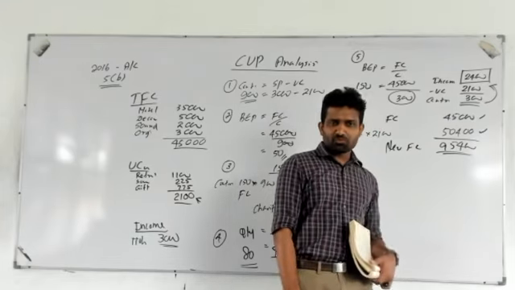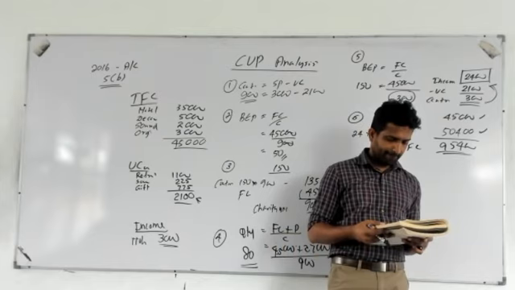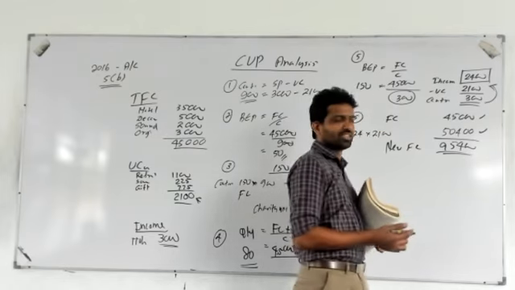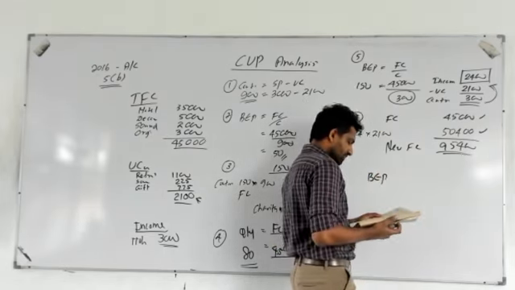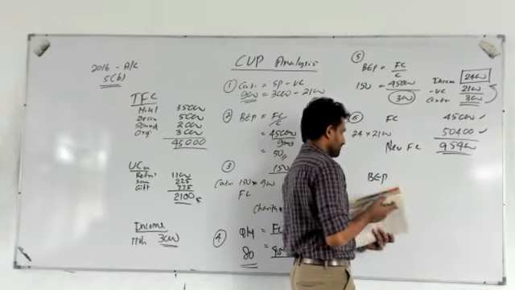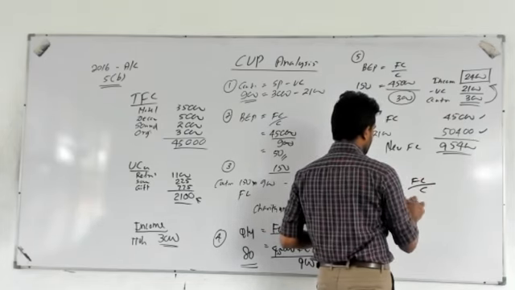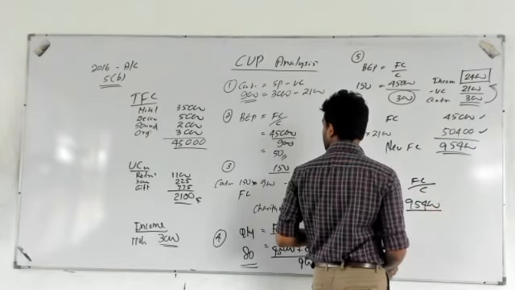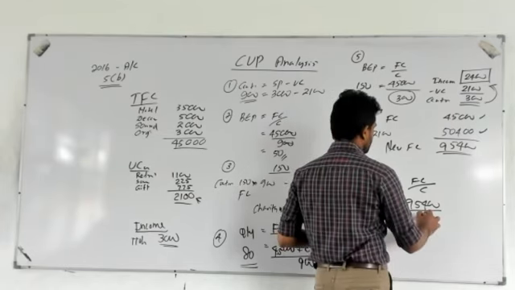Number of tickets to be sold. How many tickets must be sold to break even? So how is the cost? Fixed cost divided by contribution. 95,400 divided by contribution, which is anyway 90.